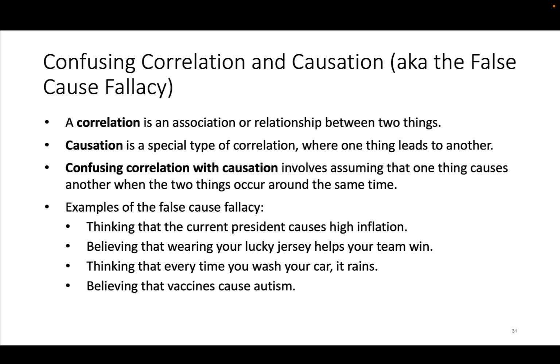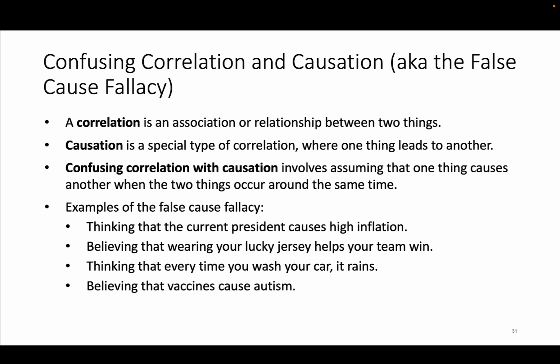And here are some examples. Thinking that the current president causes high inflation. Those two things are correlated, but it's not necessarily true that whoever the current president is the cause of high inflation. Lots of things can cause high inflation. Believing that wearing your lucky jersey helps your team win. That's magical thinking. Thinking that every time you wash your car, it rains. Another example of magical thinking. You are the rain god.